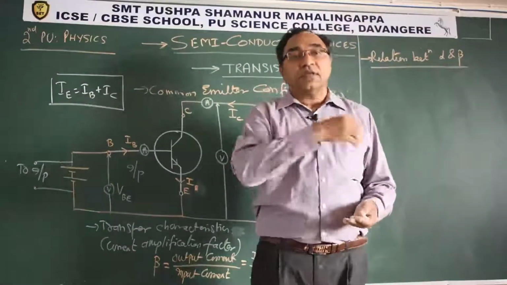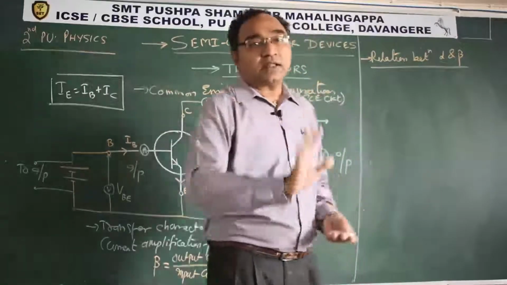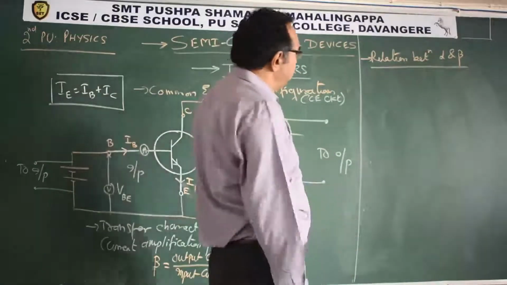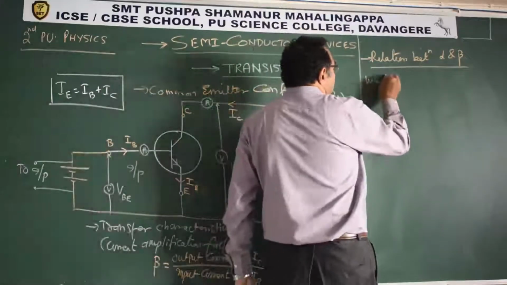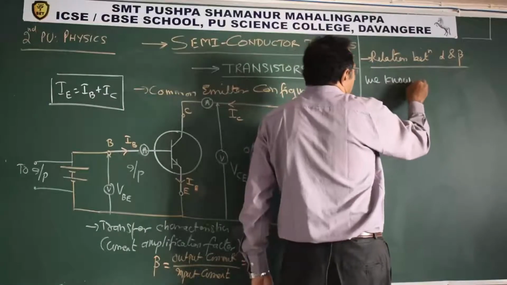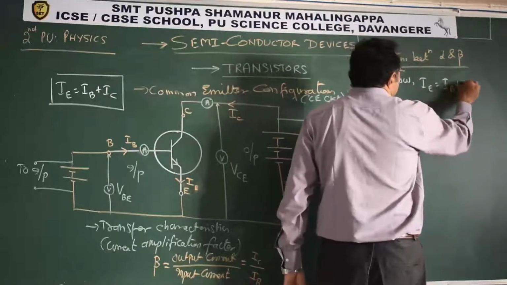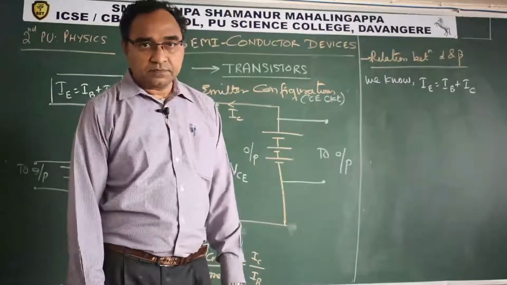Establish the relation; it will be given where symbols have the usual meaning. How do we start? To start with, what is the transistor equation? We know IE is equal to IB plus IC. This is what is known to us, correct? Yes.